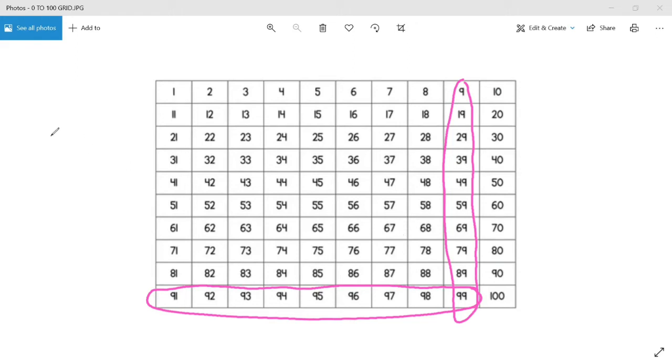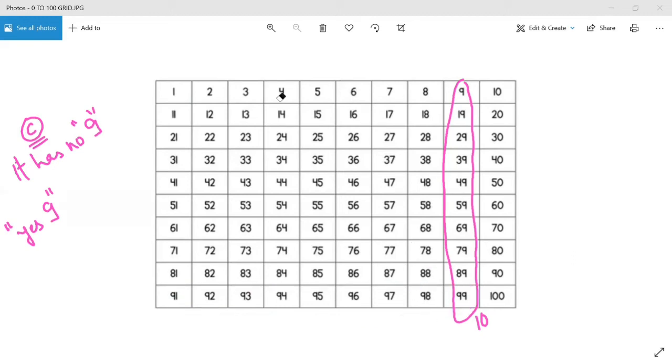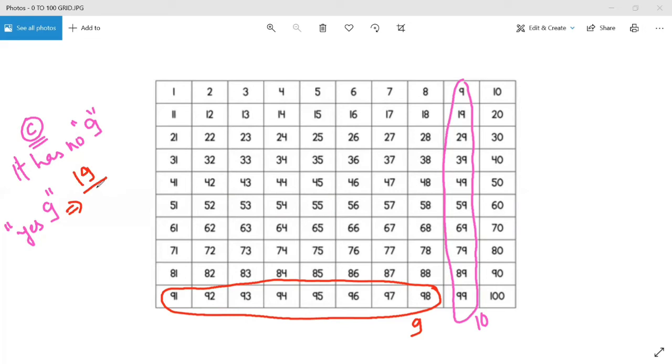So the question that is being asked is that it has no 9. We will find the probability of yes 9. Now if you count, these would be 10 numbers, and of course we don't want to repeat, so we will add these numbers. These would be 9 in number. So yes 9 would be 19 upon 100. Any doubt? No doubt. So no 9 would be 81 upon 100.